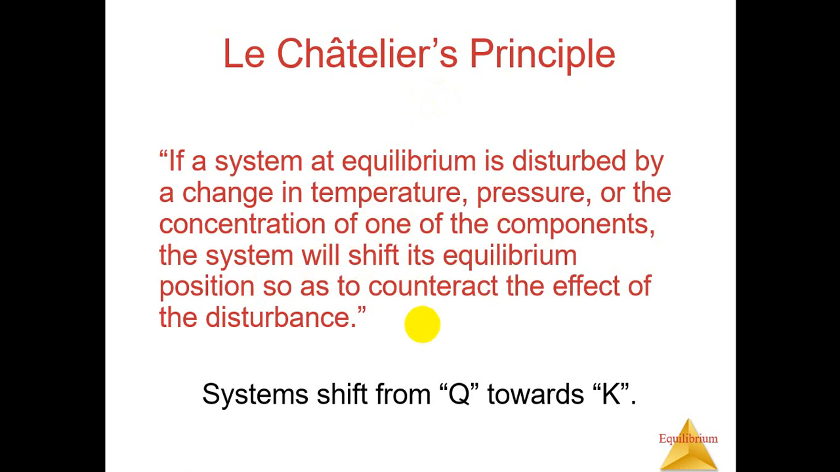So it's like a buffer. If you add an acid to a buffer, the buffer will work to resist appreciable changes in pH. So this is working the same. The system will shift its equilibrium position so as to counteract or stop the effect of the disturbance, so that in the end there will still be equilibrium.